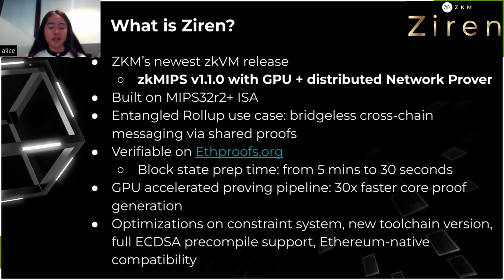And with GPU acceleration capabilities added onto this new release, we were able to see around 30 times faster proof generation for core proofs. And also with this new release comes new optimizations around the constraint system, a new toolchain that adds to the overall dev experience, full ECDSA precompile support, and also just Ethereum native compatibility for digital signatures. These all contribute to fast proof generation time and also improved DevX on the tooling side.